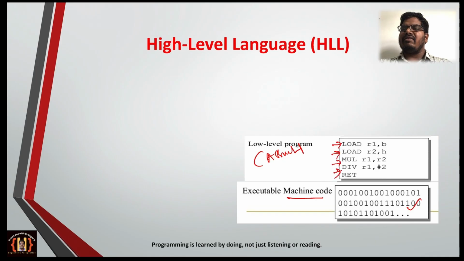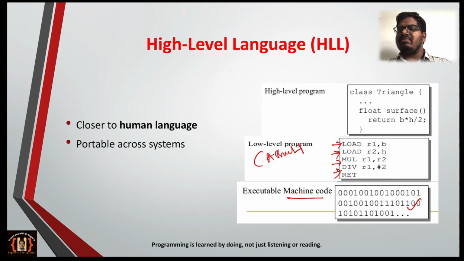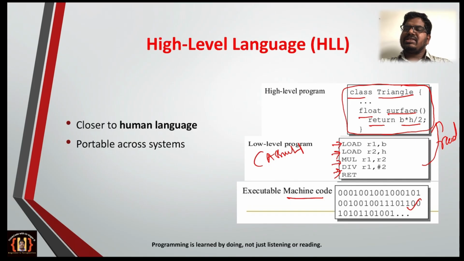Next we have high level language. Let us say some language, don't worry what this language is. It is more readable than assembly language. You can see this class, it's almost similar to human language: class, triangle, float, surface, return, this multiplication operation. These instructions are closer to human language, and they are portable across systems. What does it mean? The code you write on one system can be executed on different systems.